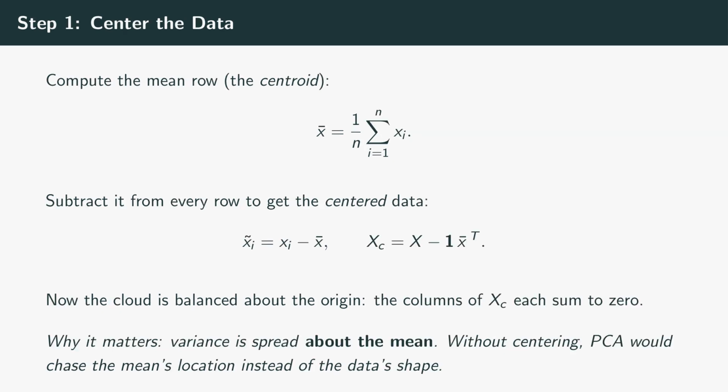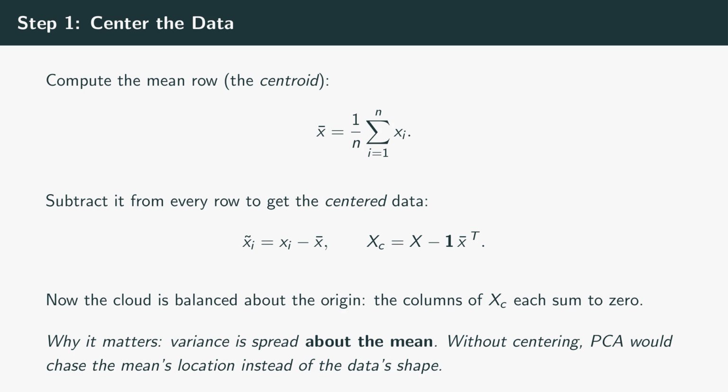Step 1 of PCA is centering, and it is essential. First, compute the mean row, the average of all the samples. Geometrically, the center of mass of the data cloud, called the centroid. Then subtract that mean from every single row. The result is the centered data, every column now sums to 0, and the whole cloud is balanced around the origin.